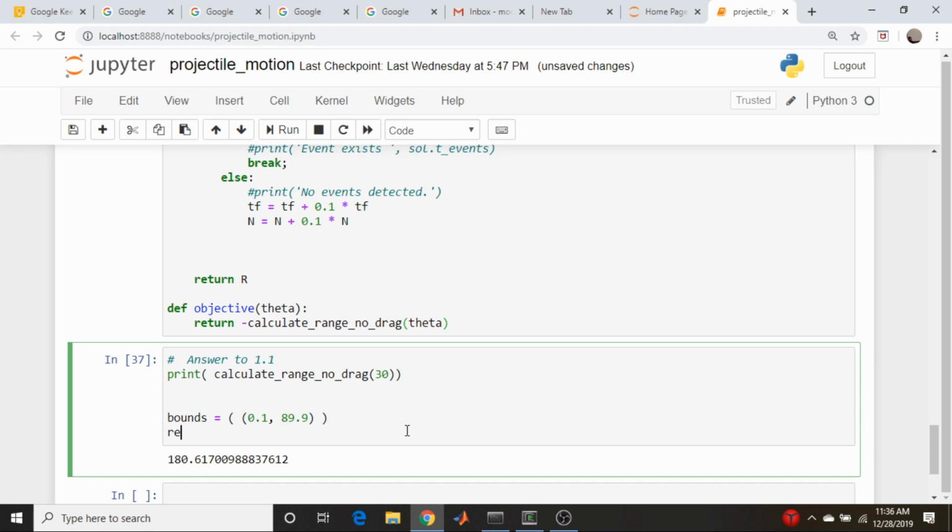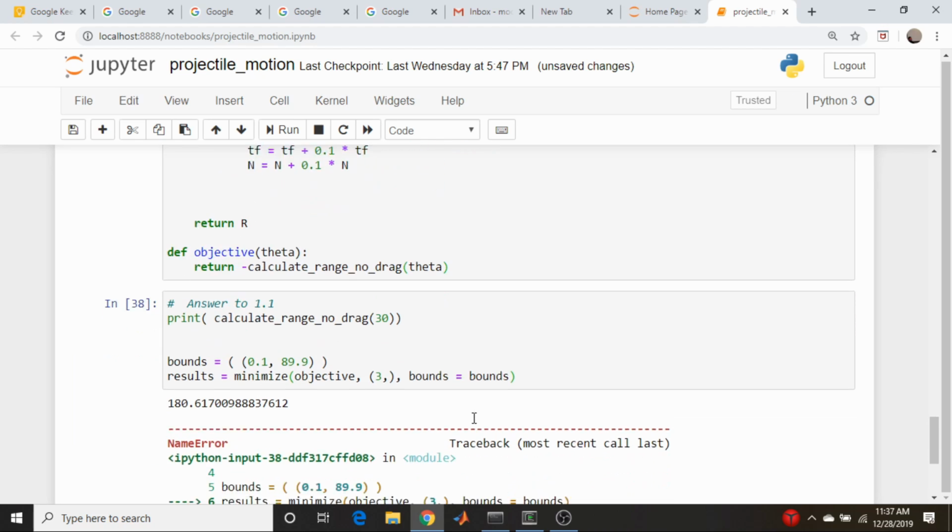So now we go results is equal to minimize our function, which we just called objective. Did I spell that correctly? Objective. We need to pass in an initial guess, and we'll just pick something at random, like 3 degrees. And I believe that needs to be a tuple, so let's just do this, 3 comma as a tuple, and bounds equal bounds. Does that run?